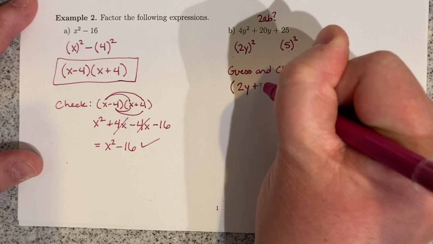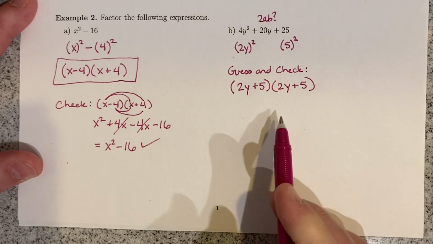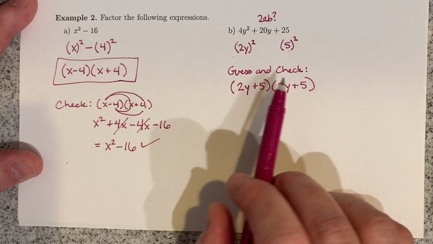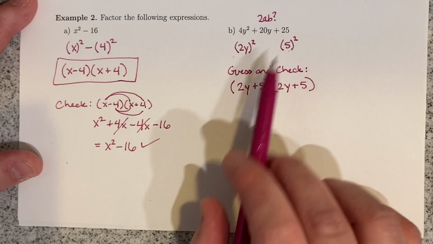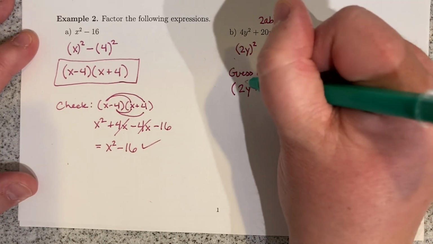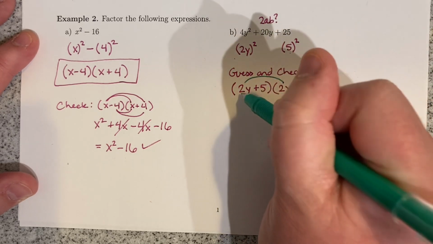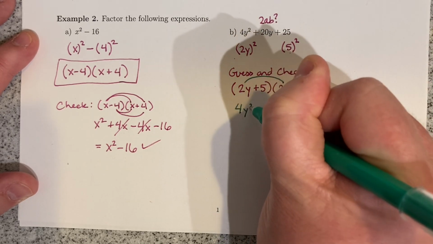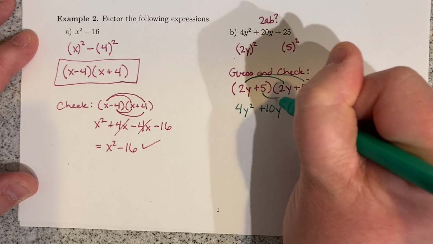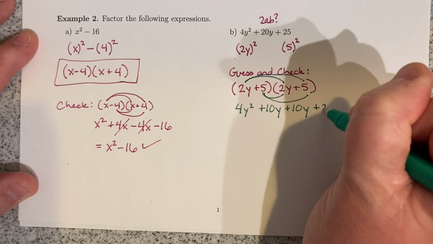I'm just going to try 2y plus 5 times 2y plus 5, and see if we get to this, right? Because I can sort of see like, oh, well, 2y and 2y make 4y squared, 5 times 5 makes 25. Let's see if we get that middle. All right, well, we actually have to check. You can't just guess without the check. 2y times 2y is 4y squared. 2y times 5 is plus 10y. 5 times 2y is plus 10y. 5 times 5 is plus 25.